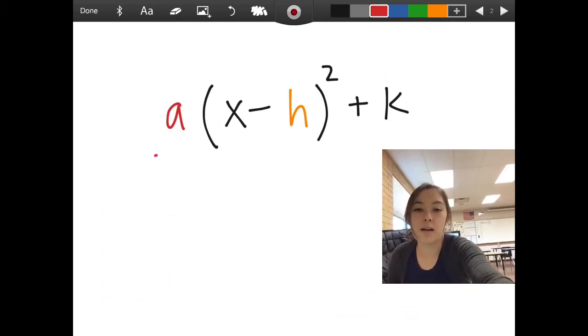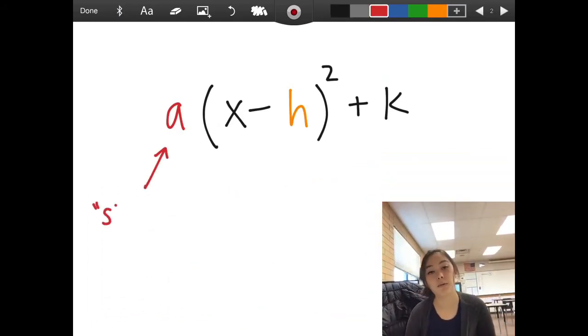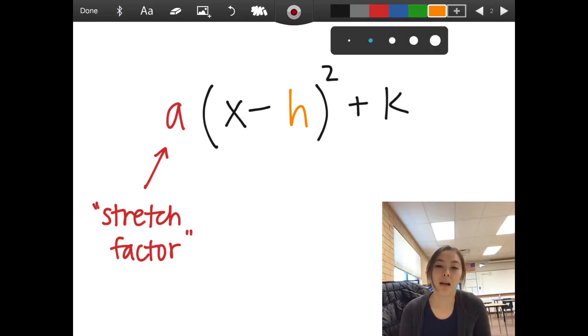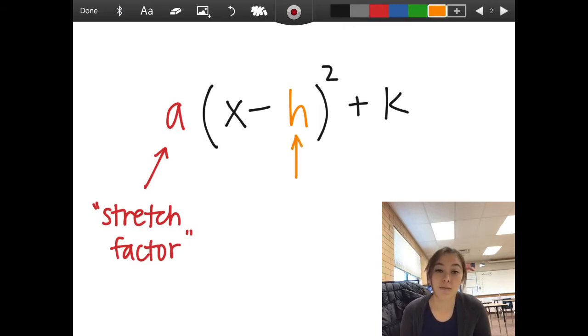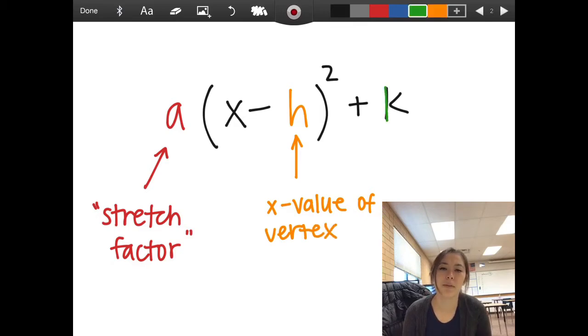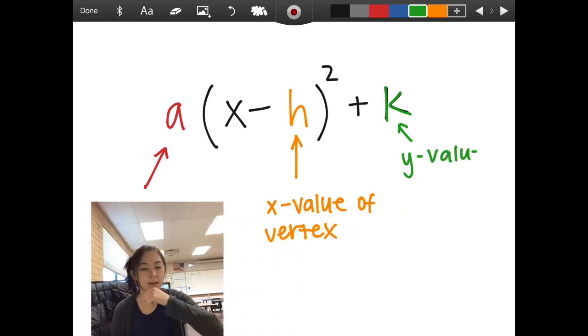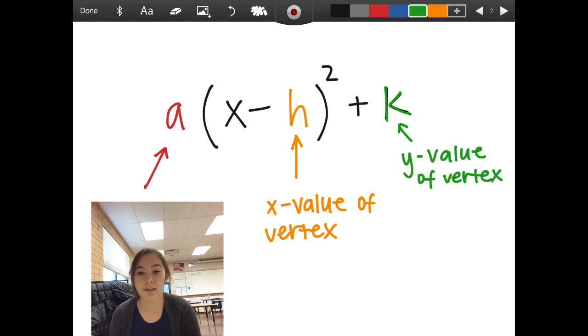So here we've got our form. A is something we call the stretch factor, because it's how much we're going to stretch the parabola. H is actually the X value for the vertex. So make sure you're writing this down so that you don't forget it. So that's the H value for the vertex, and be really careful. We're going to talk about what the negatives mean. And then K is just the Y value of the vertex. So H, K will tell us the location of the vertex, and A will tell us how much to stretch it.